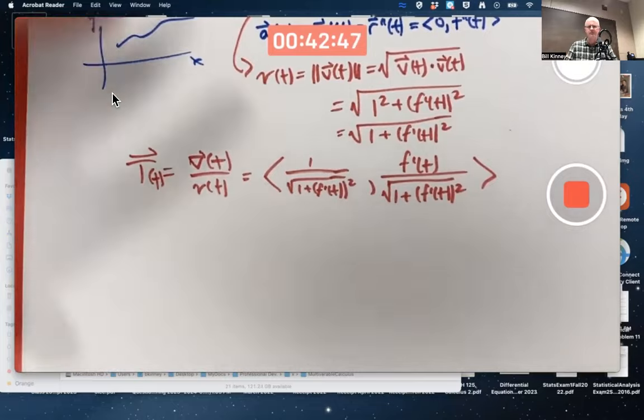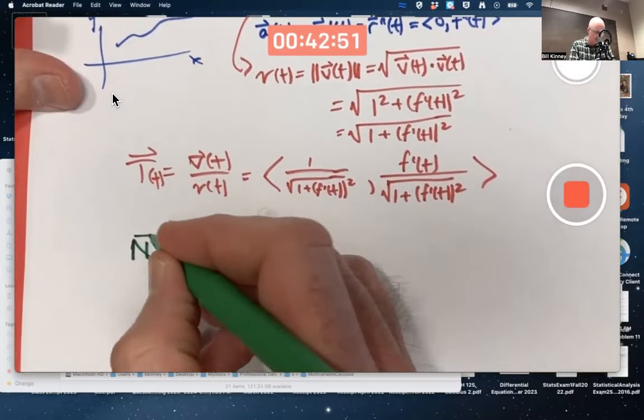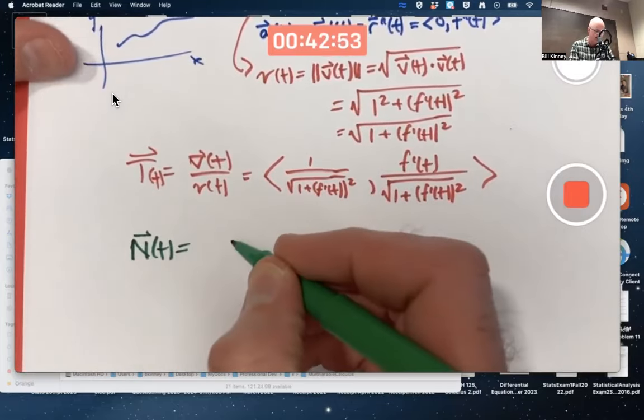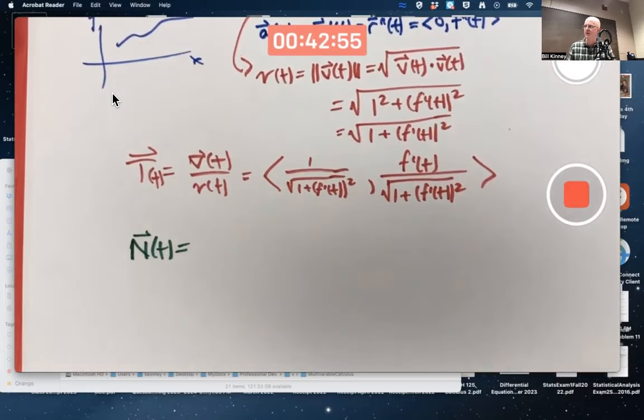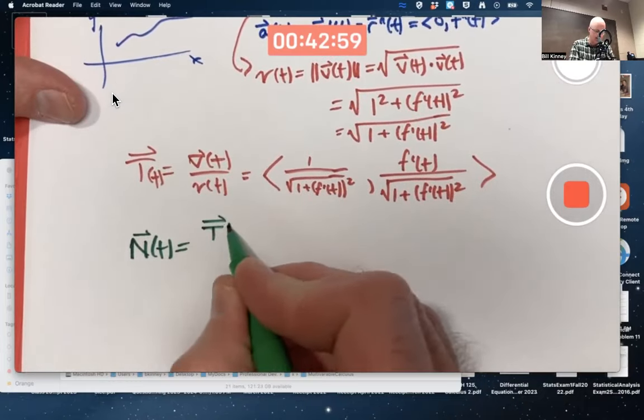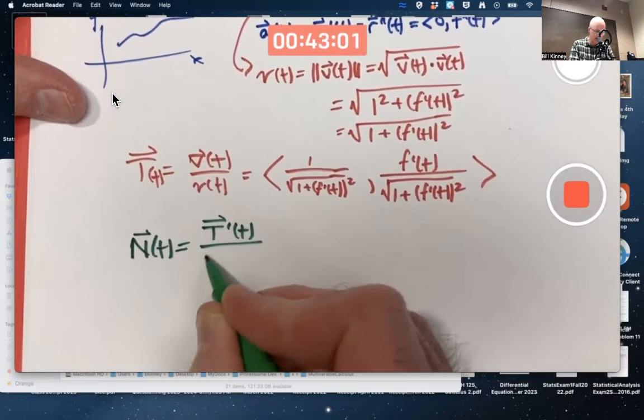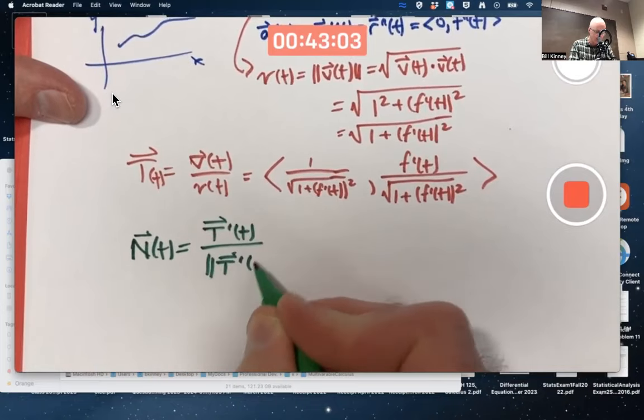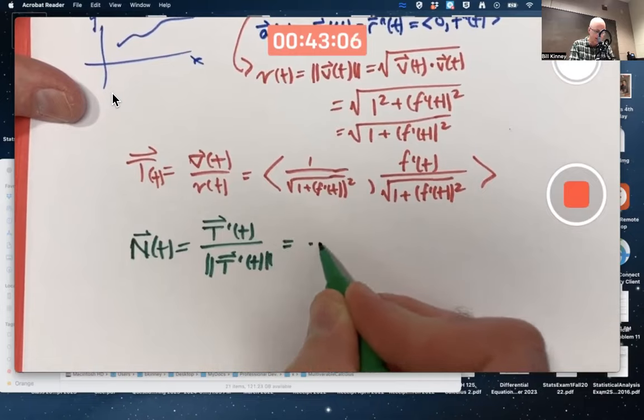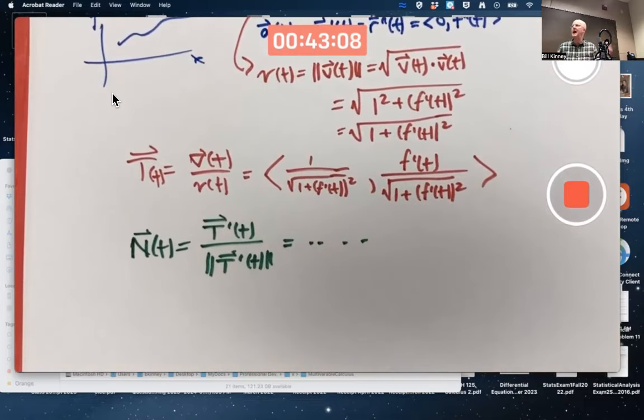Unit normal vector, n of t, is a normalized version of the derivative of the unit tangent vector. Take the derivative of the unit tangent vector and divide by its length, which you could see is going to be kind of crazy complicated in this situation. However, I did mention this in class.